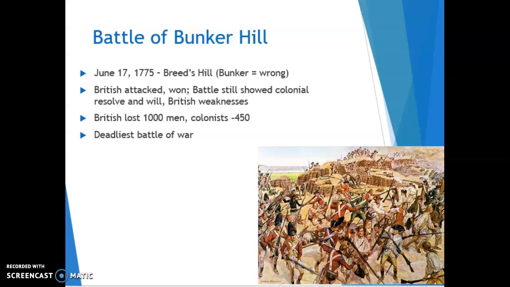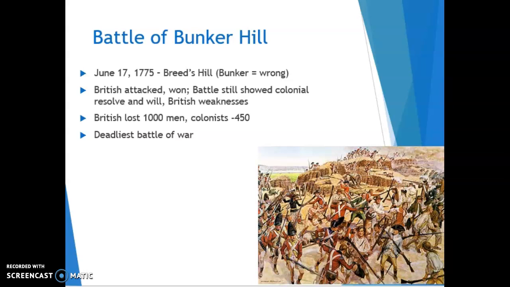But the next major battle that you're going to have, and it's actually going to be the deadliest of the American Revolutionary War, was the Battle of Bunker Hill. Technically, it wasn't Bunker Hill. The correct name is Breed's Hill. You don't need to know that, but that's an FYI. But things are progressing at this point. They're getting worse and worse.